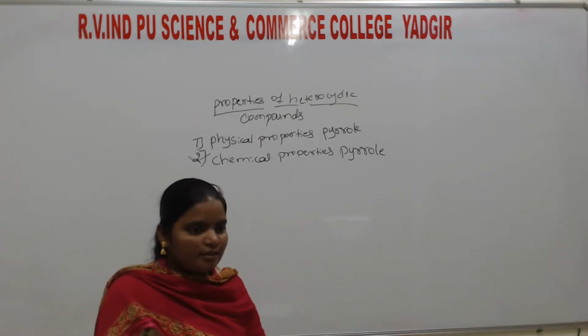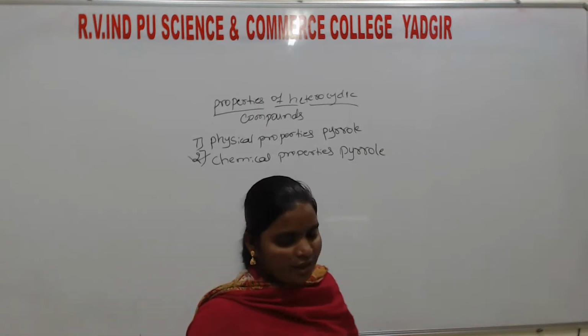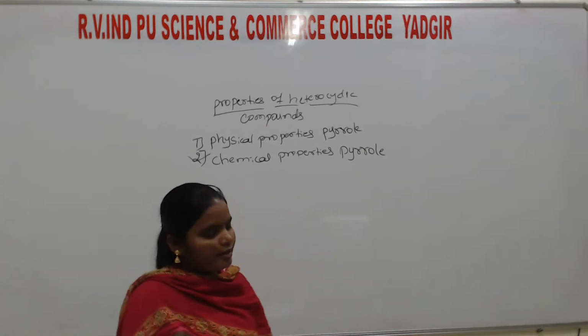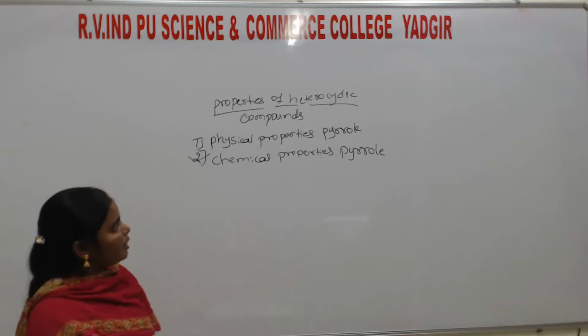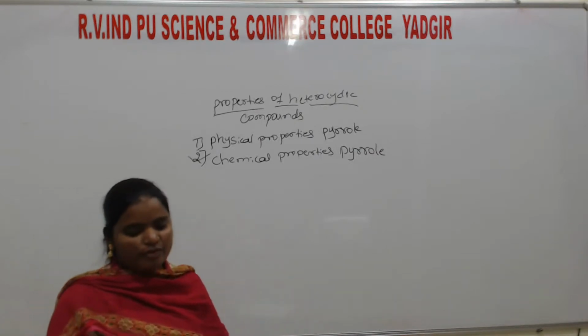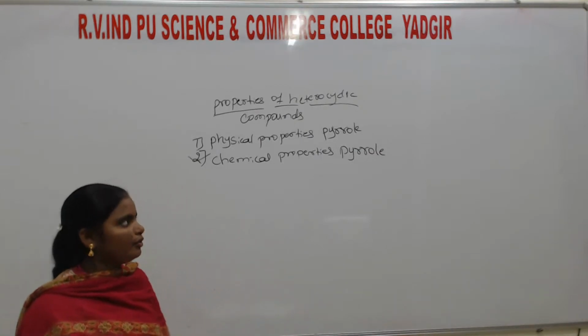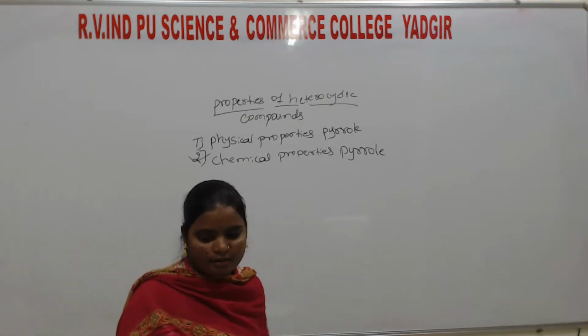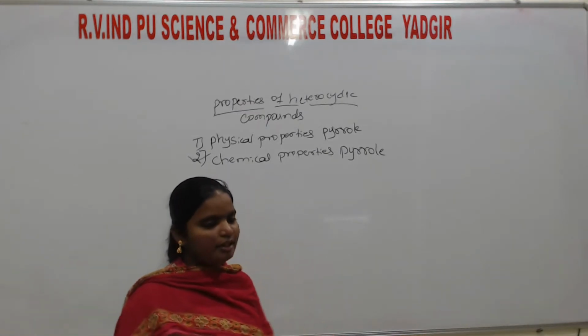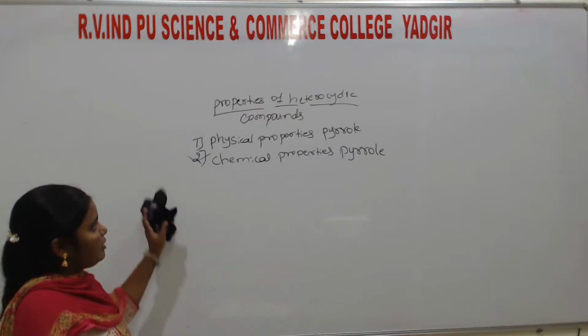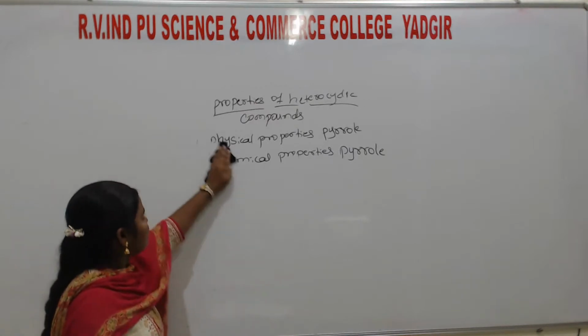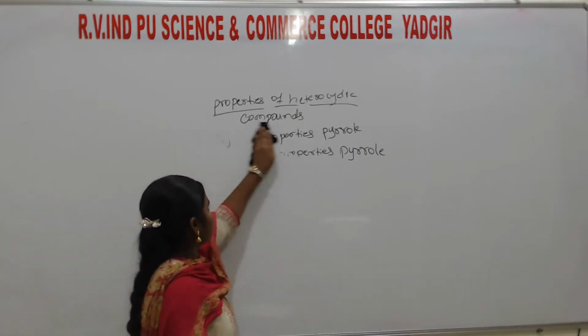I stop here only. In the next class, I will discuss the chemical properties of furan, thiophene, and pyridine. These are the physical and chemical properties of the remaining compounds. I will discuss them in tomorrow's class.